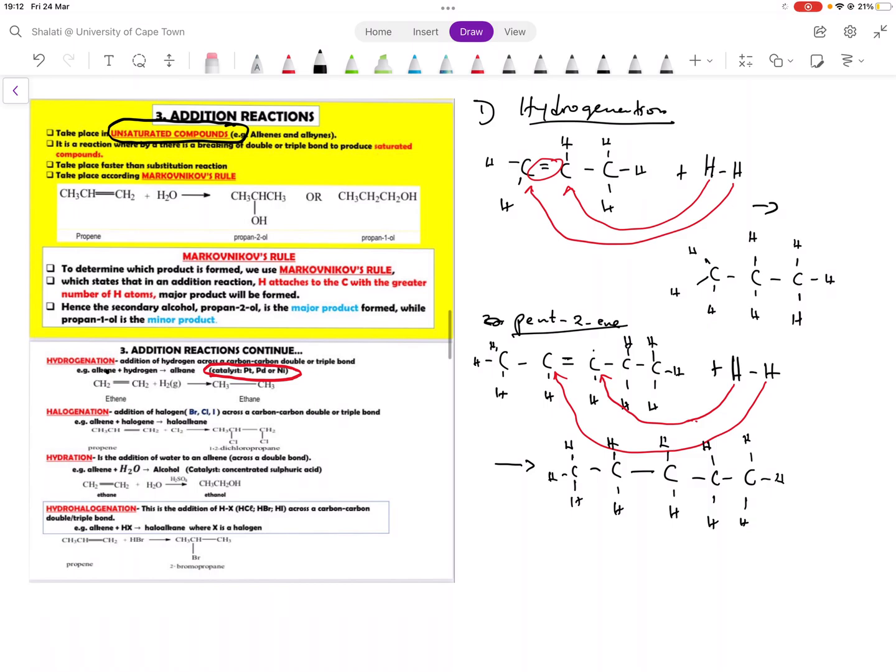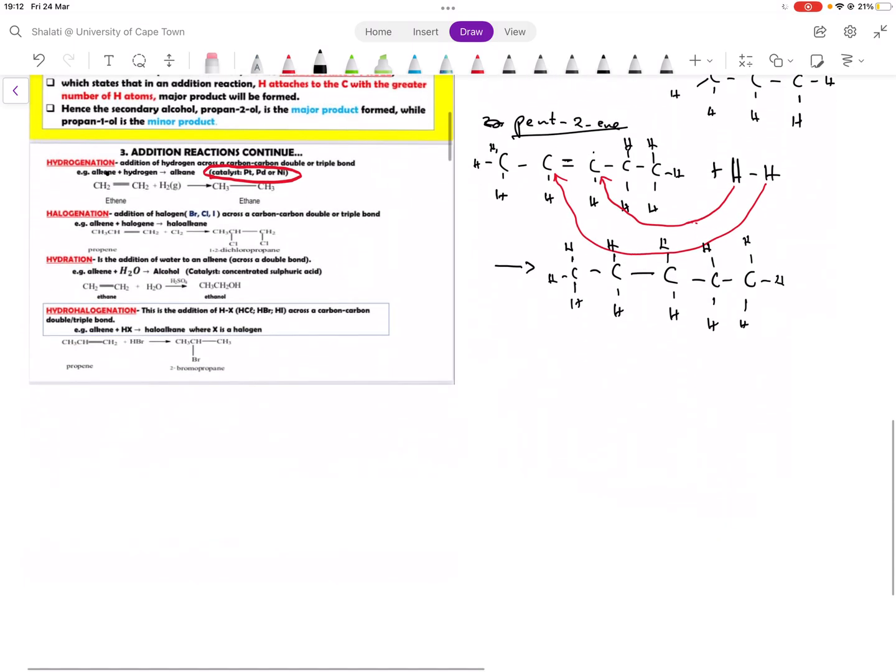So let's go to halogenation. In halogenation, it's basically the same thing you were doing in hydrogenation, but now you are adding halogens, which means you start with alkenes and then you end up with a haloalkane. Okay, so now the second one is halogenation.